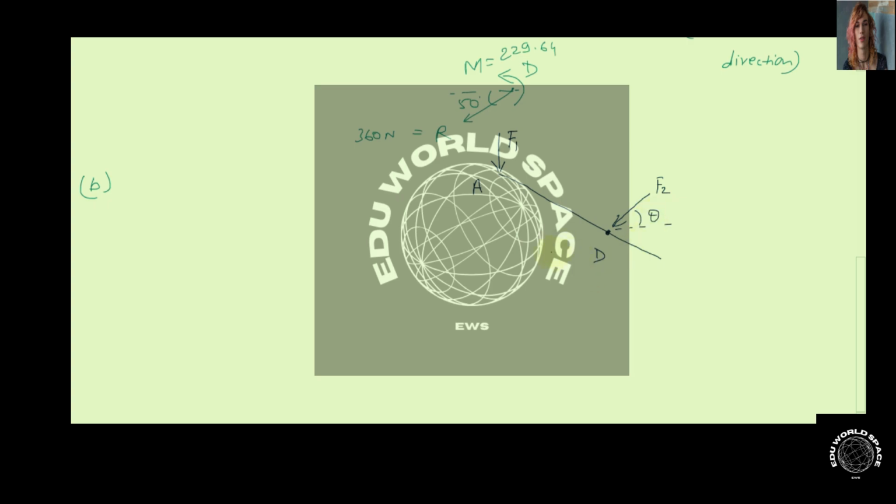So we have to find these values F1, F2 and theta. First of all, we have just calculated above that moment. The moment was 229.64 Newton meter. So we can use this here to calculate moment about D in this equivalent diagram.